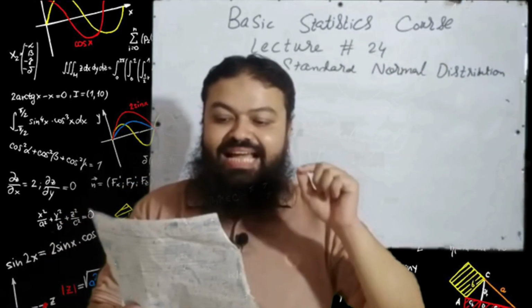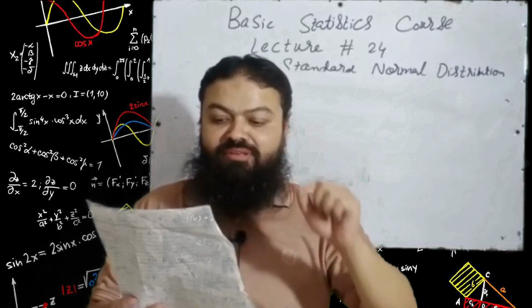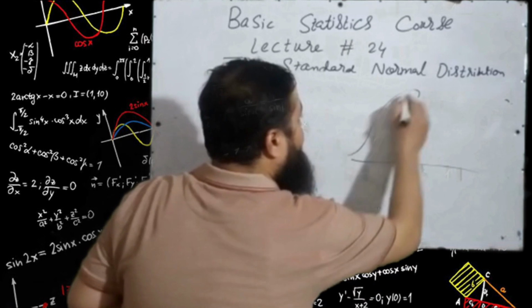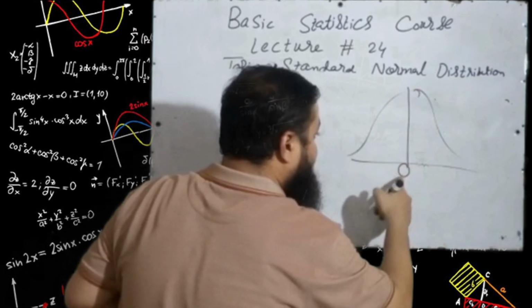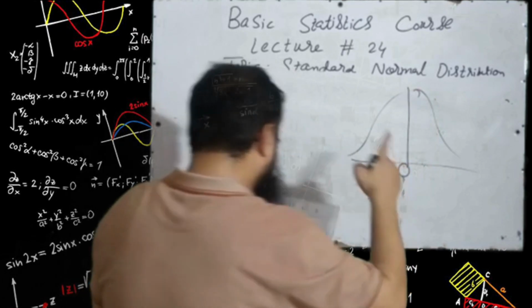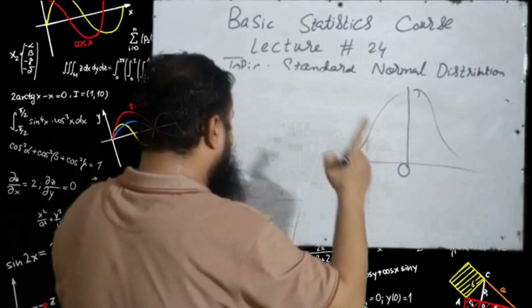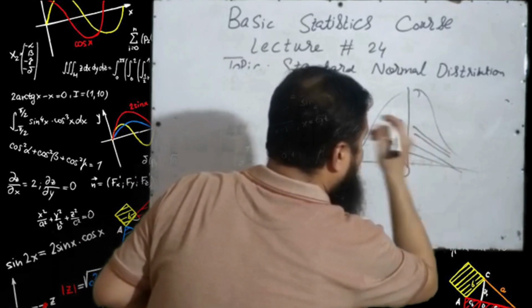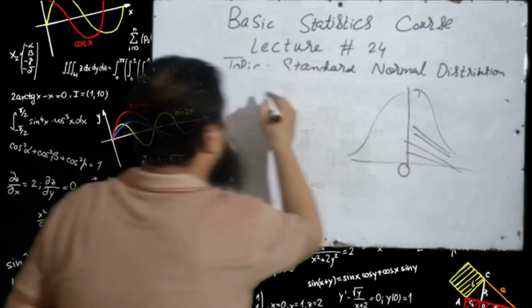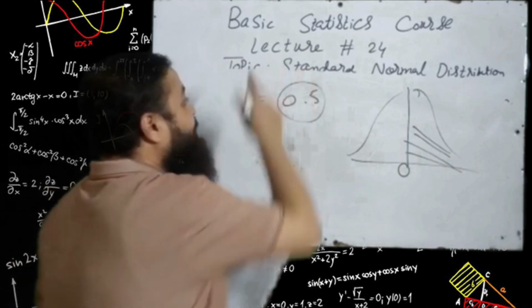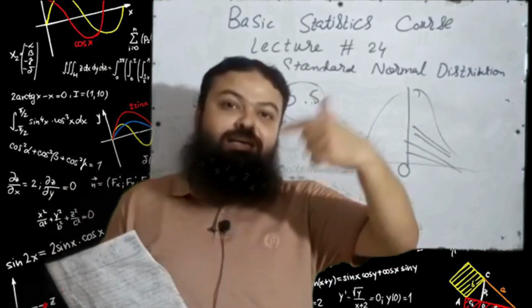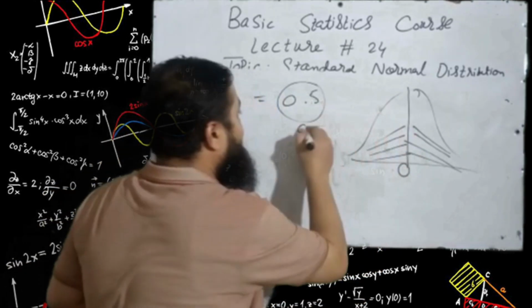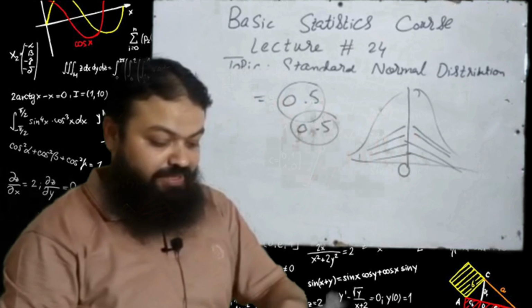The probability that the value of the standard normal variate exceeds 0. A very important one. We know the mean of the standard normal distribution is always 0, and the question is the probability that the value of a standard normal variate exceeds 0. We know that area is always equal to 0.5. It is the correct option. If the question is the probability less than 0, it is also 0.5. It is the correct option in the exam.